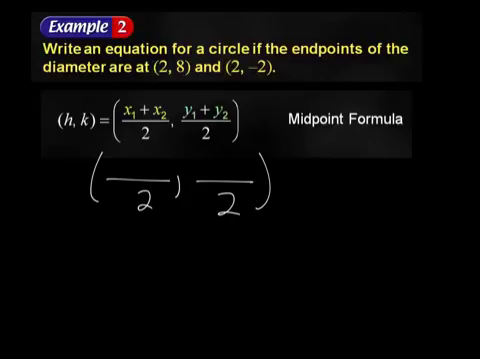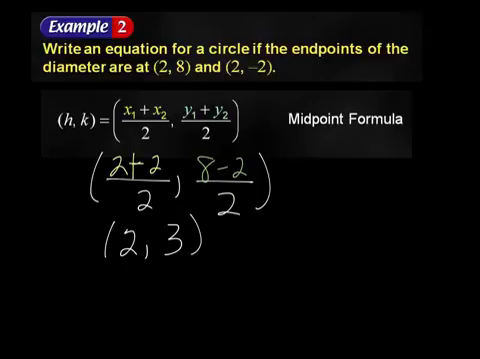So the first thing we need to use is the midpoint formula. And all we do for the midpoint formula is add our x's together, divide by 2, and add our y's together, and divide by 2. So the midpoint is going to be 4 divided by 2 is 2, and 6 divided by 2 is 3.